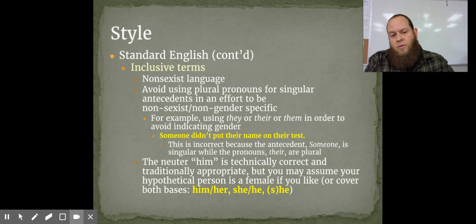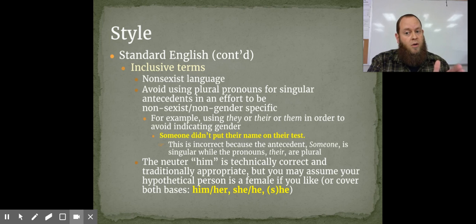Now avoid using the plural pronoun for singular antecedents. We talked about that in the pronoun video. If you don't know this hypothetical person's gender, then just say his or her, him or her, he or she. Just do it that way. I will say that there is a neuter "him." There's a tradition of using the masculine pronouns if you don't know, but that can be seen as sexist, because why isn't the feminine pronoun used when you don't know? And honestly, some people do that.